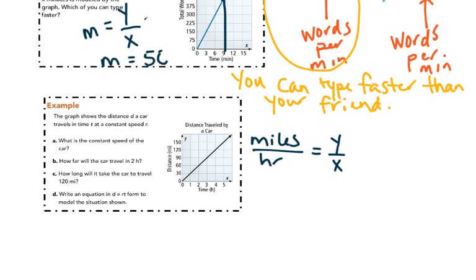Alright, so let's find a point that's easily identifiable. So I can see that on my graph there are lots of points that are easily identified. I'm going to use that point there. So that's the point 2, 60. So when I do my y divided by my x, it's 60 over 2. 60 over 2 is equal to 30. And remember, that was miles per hour. So the constant speed of the car is 30 miles per hour.